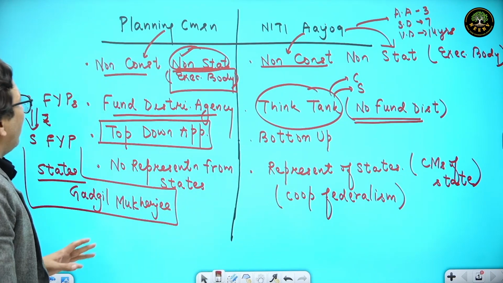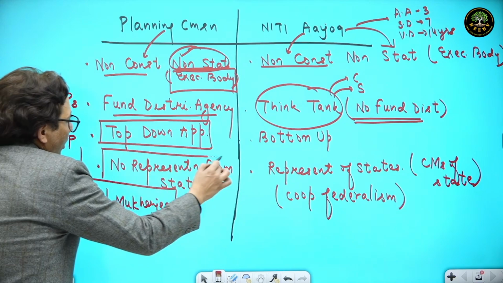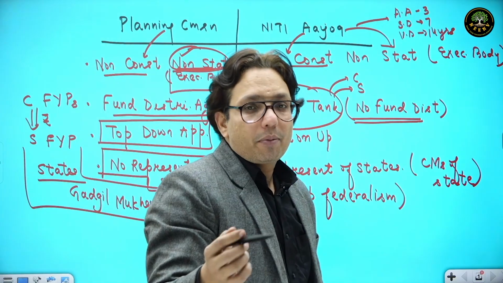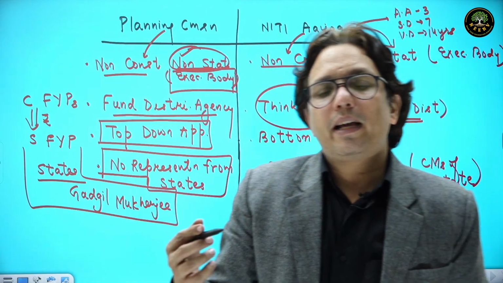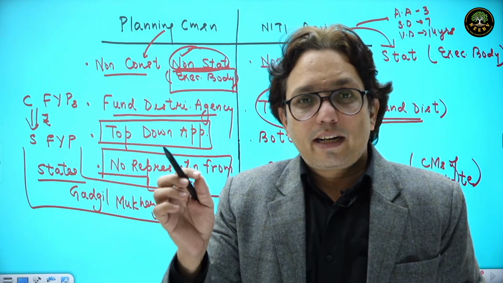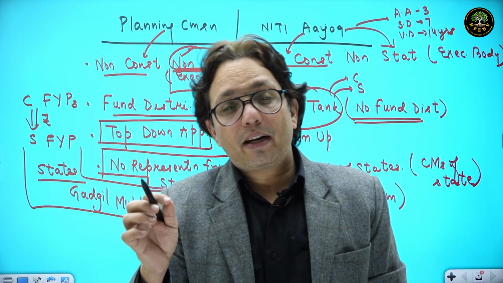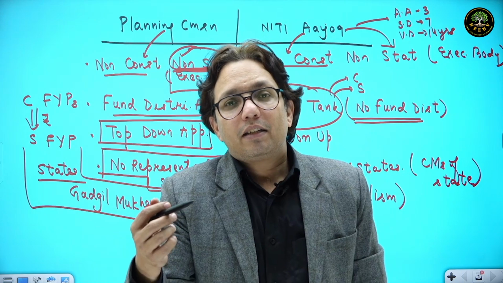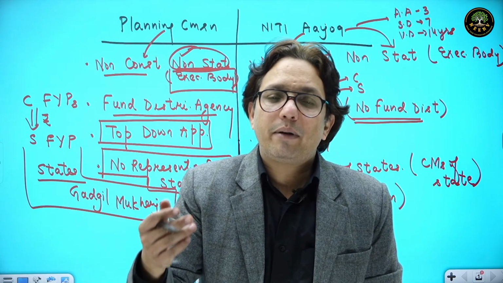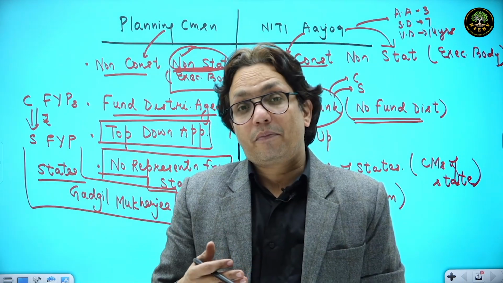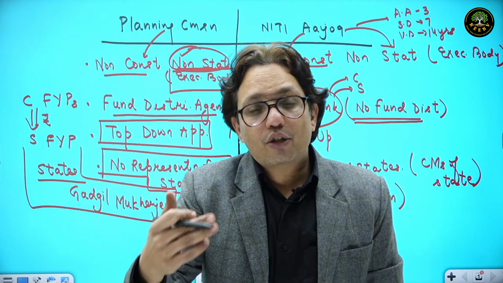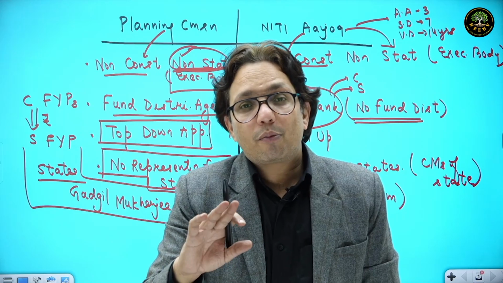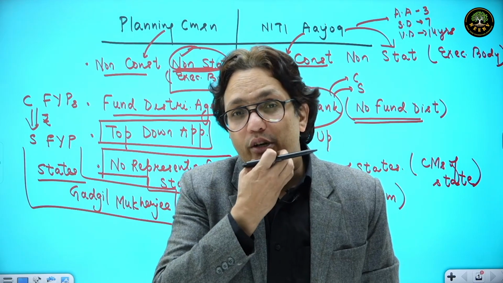Then, the Planning Commission had no representation from the states. The Planning Commission would make the 5-year plans, but there was no representation from the states. The states would come into the picture only once the plans had been made, and they would just accept or reject them by being part of the National Development Council. They were not part of the formation of the plan. They could accept it or suggest amendments, but they were not part of the formation.